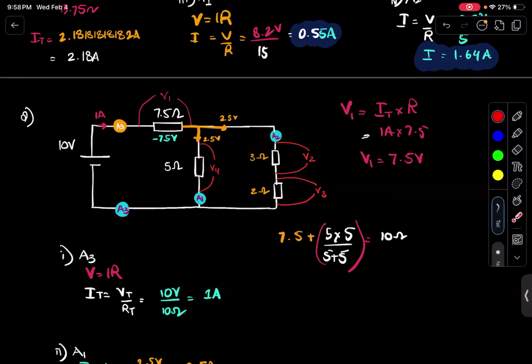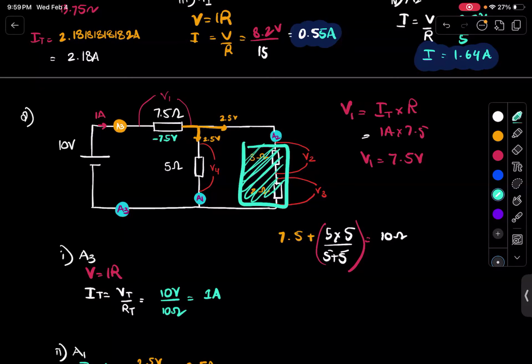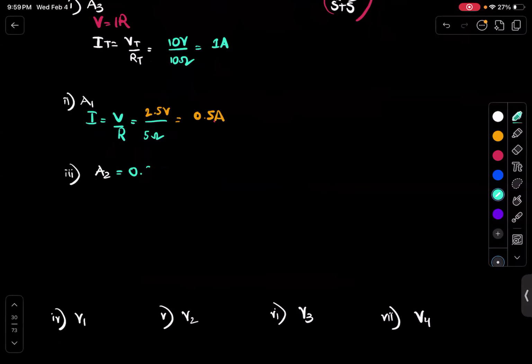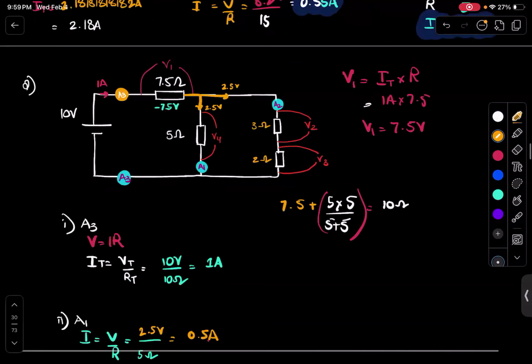Or you could do it directly with Ohm's law as well, right? And by the way, check it out. The total resistance of this is also 5 ohms. So you can see you get the same mathematical result as well. So A2 is also 0.5 ampere. So you can solve it using the current entering and the current exiting as well, right?